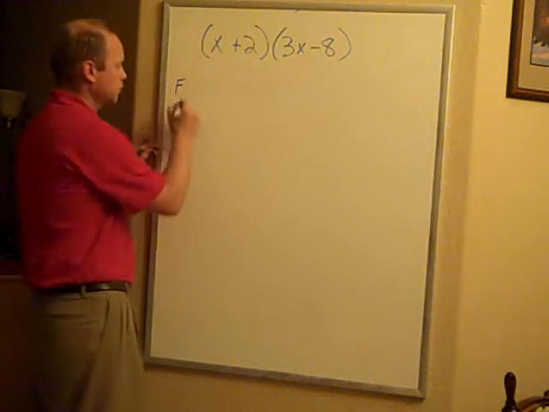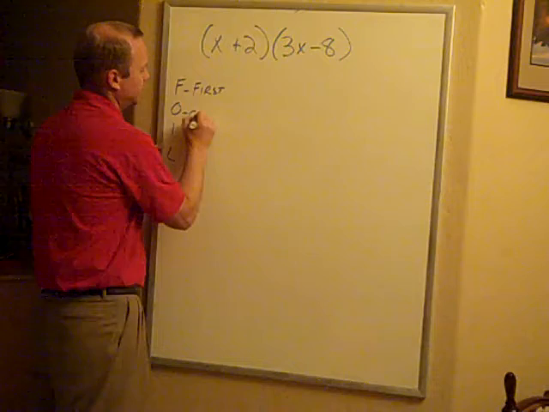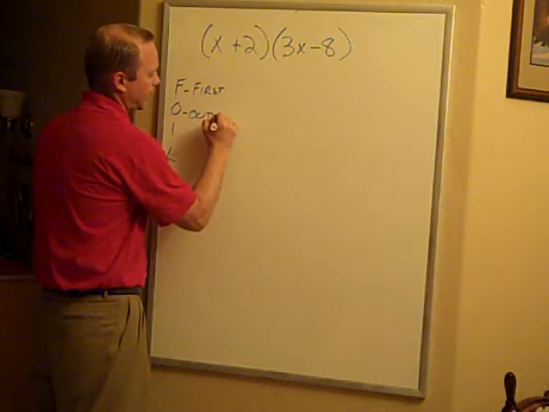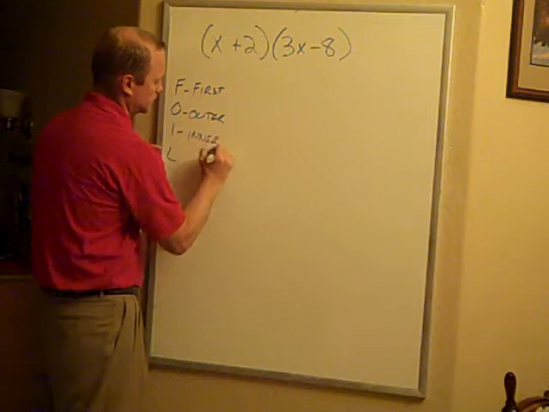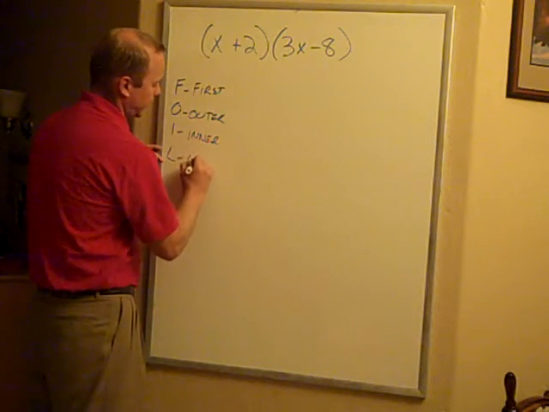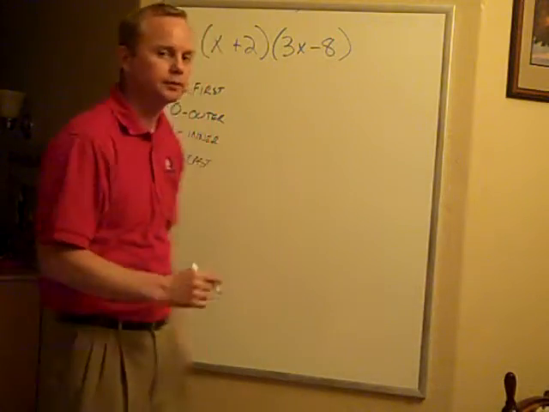FOIL. This one being the first term, this one being the outside term, outer terms if you will, the I being the inner terms, and L being the last terms. And what that means is the order in which we're going to multiply all of these by.